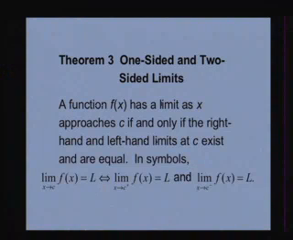A function f of x has a limit as x approaches c if and only if the right-hand and the left-hand limits at c exist and are equal. In symbols, what we say is the limit as x goes to c of f of x is equal to capital L if and only if the limit of f of x as x approaches c from the right-hand side is equal to capital L, and as it approaches from the left side of c, the limit is also L. So in both cases, we get a limit, and the limit is the same.